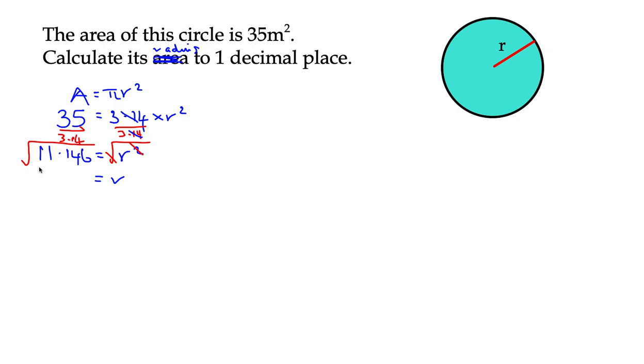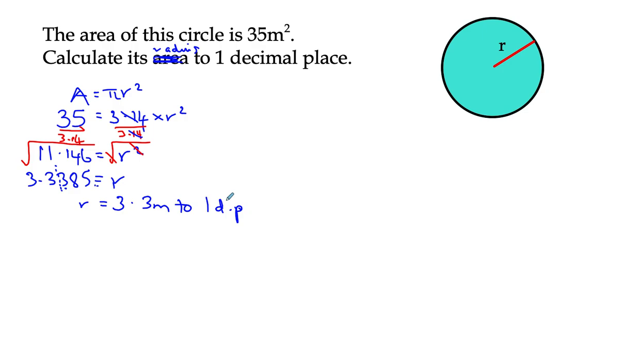So use the square root button on your calculator. The square root of 11.146 gives me 3.3385, and so on. So we can flip that around to get r. I'm going to round it to 1 decimal place, as it says here. So there's 3.3. The 3 tells me to round down. So r equals 3.3 meters to 1 decimal place. So if you're looking to work back, then we can just use our algebra skills in doing all that.